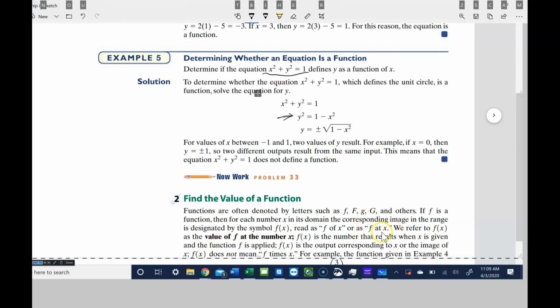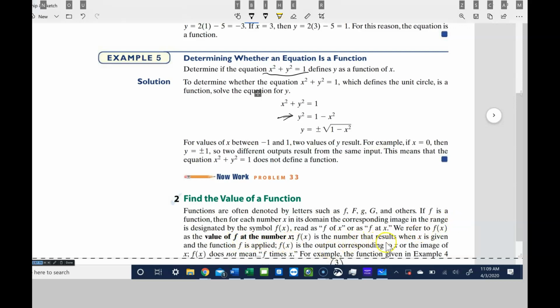All right, or you could also say f at x. So the function value at that value of x, f at 100, f at 5. We refer to f of x as the value of f at the number x. So if I said f of 5 is 20, then 20 is the value of the function f at the number 5.